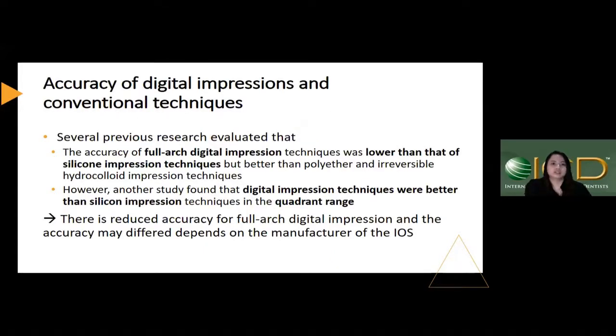So what is the accuracy of digital impressions compared to the conventional technique? Several previous studies evaluated that the accuracy of full arch digital impressions was lower than that of silicone impressions, but better than polyether and irreversible hydrocolloid impression techniques. However, another study found that digital impression techniques were better than silicone impressions in the quadrant range. So there is a reduced accuracy of full arch digital impressions, and accuracy may differ depending on the manufacturer of the intraoral scanner. Intraoral scanners have better accuracy for quadrant images than for full arch scanning.